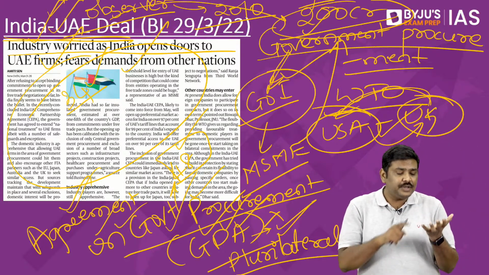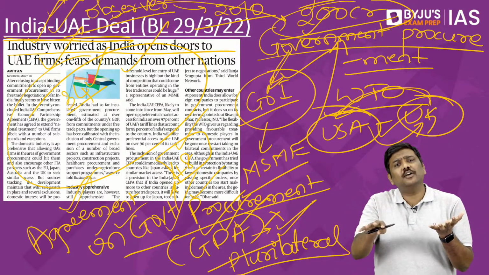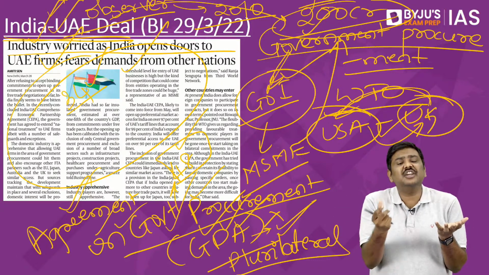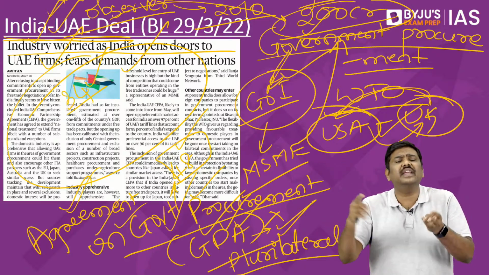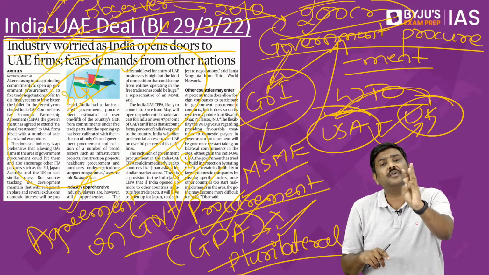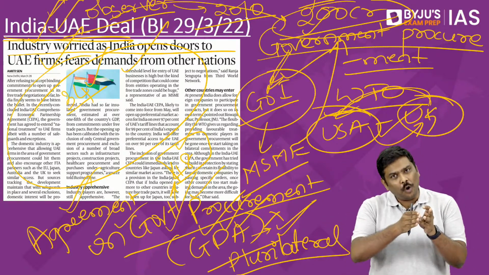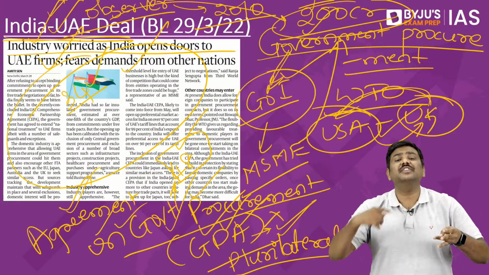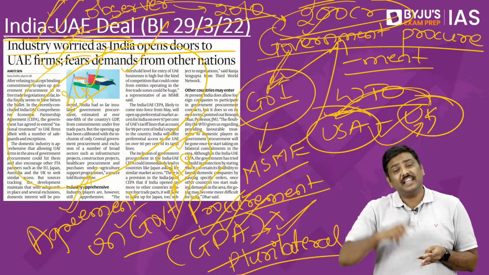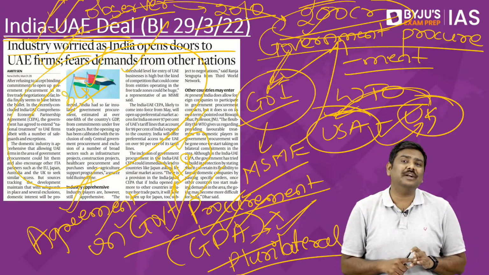The concern is, one, the Indian economy is yet to recover, which essentially means the domestic companies, especially the MSME sector, are yet to recover from the hit that they have taken from the pandemic. Now you have opened up government procurement, UAE companies will participate. What if they start winning the bids? They will start providing the goods to the government of India.